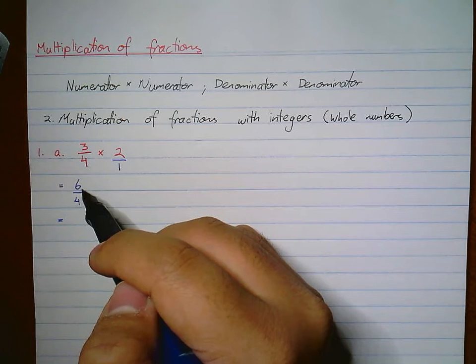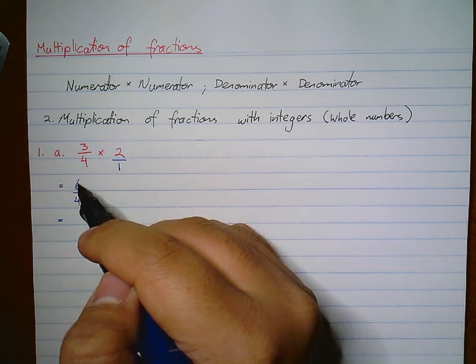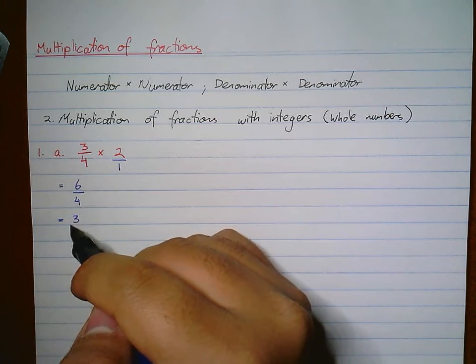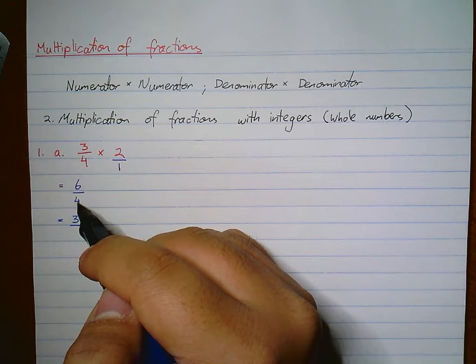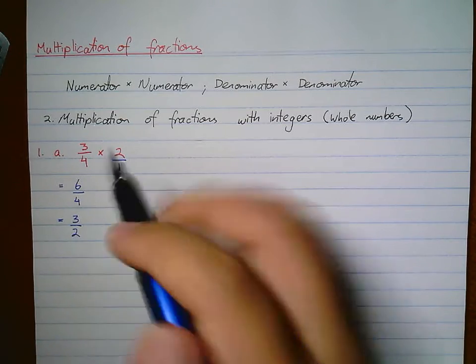Dividing both by 2 by simplifying, 6 divided by 2 is 3, and 4 divided by 2 is 2.